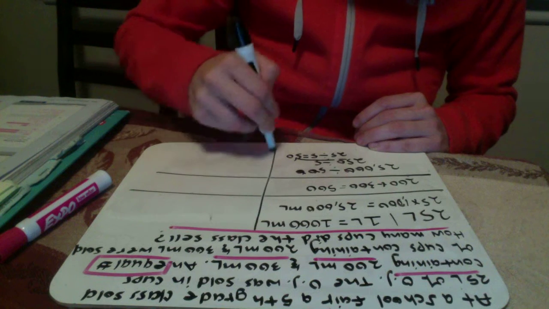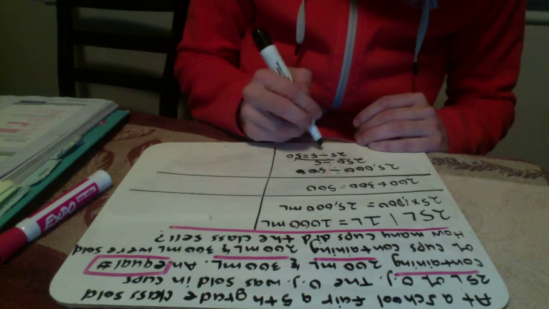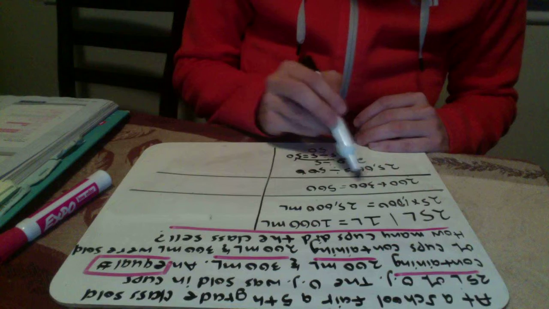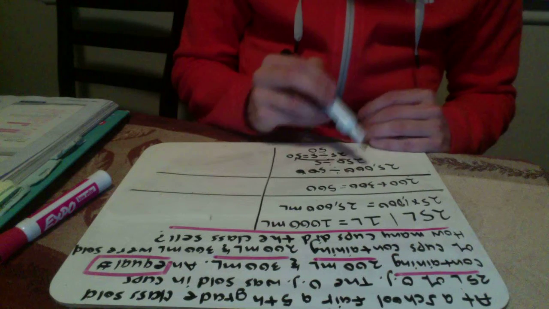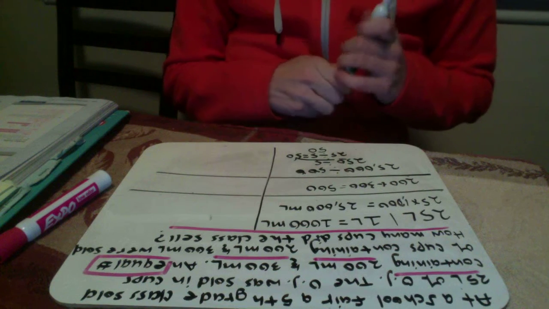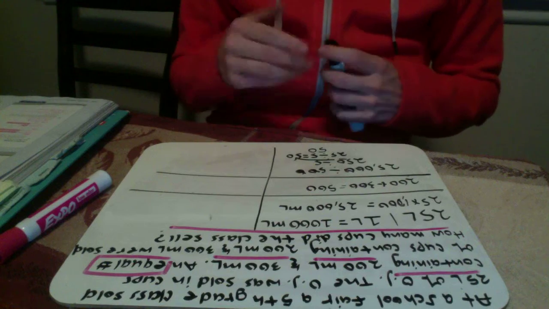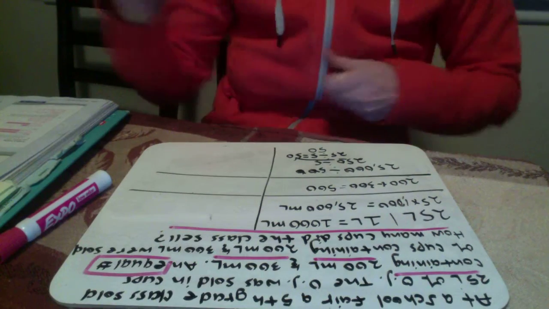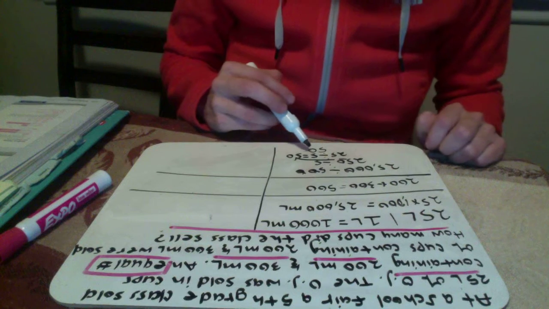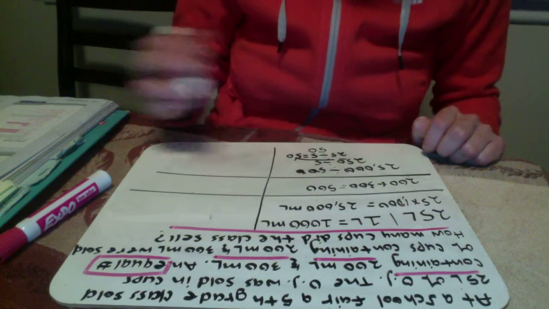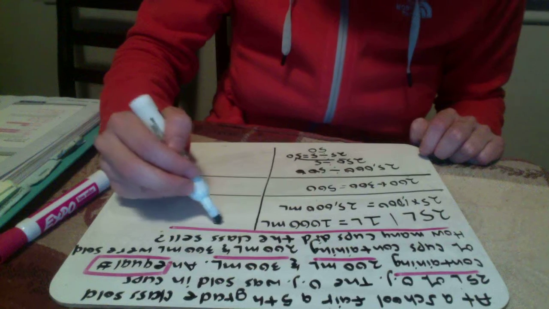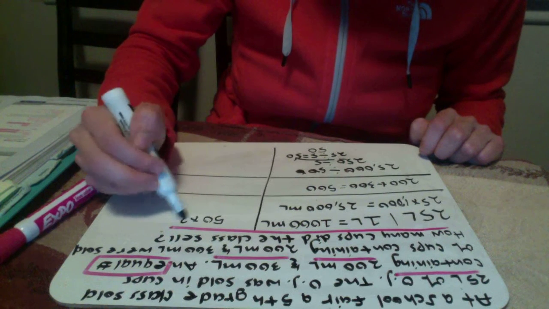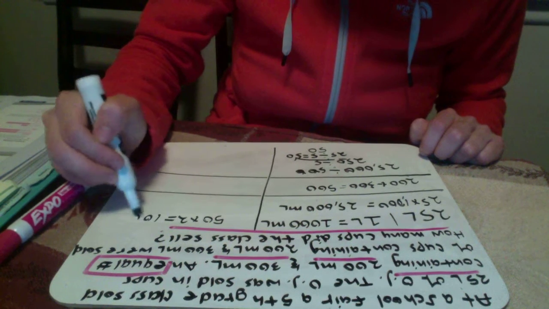Now I might think that I'm finished, because if I take my 25,000 milliliters of orange juice and pour it into cups, I'm going to end up with 50 cups. But that's not quite the case, because I combined these two numbers. Now I have to separate them again, and I have 50 times 2, and that gives me 100.